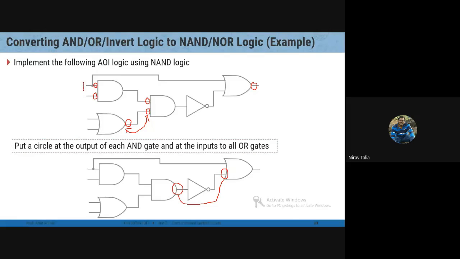But here I have to put a NOT gate in this line to cancel out the effect of this bubble. Same way I have to put a NOT gate here to cancel out the effect of this. I have to put a NOT gate here also. Like this. And I have to put an extra NOT gate here. Now this is my circuit.